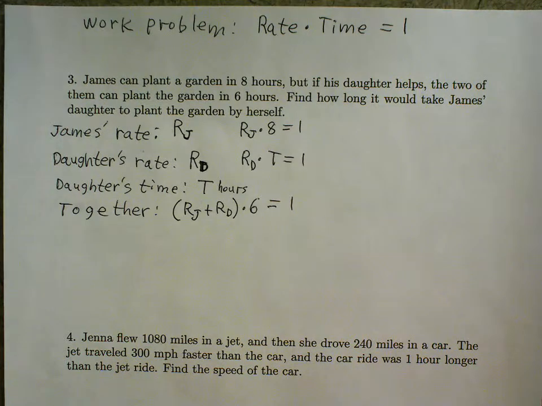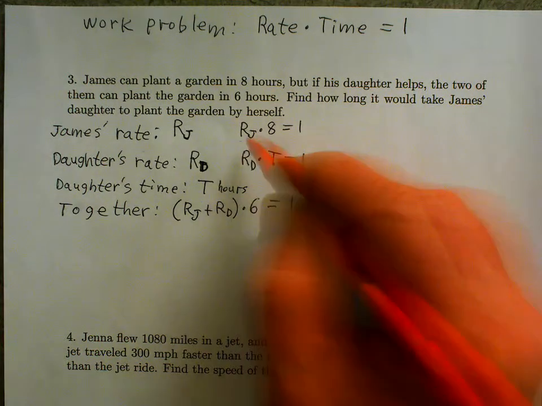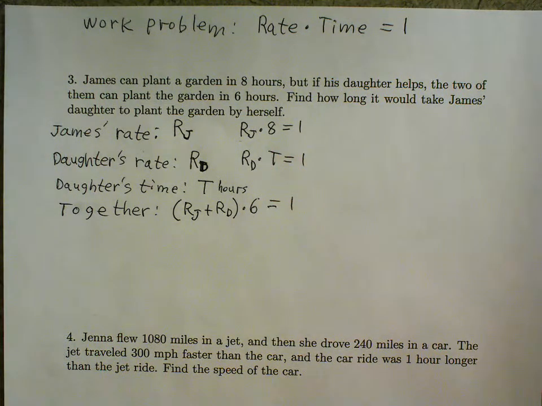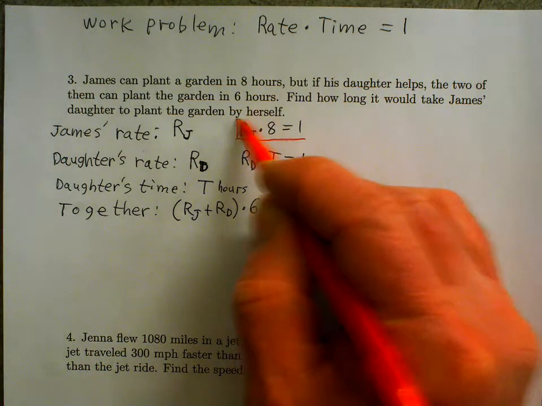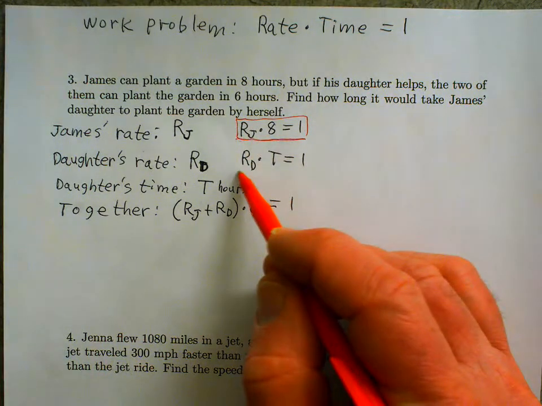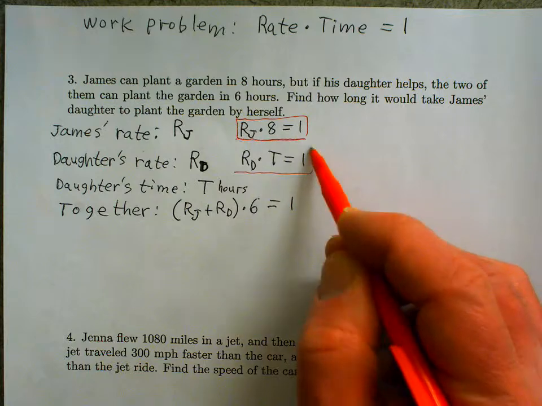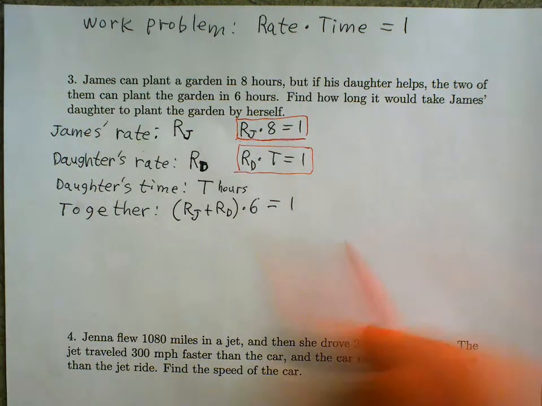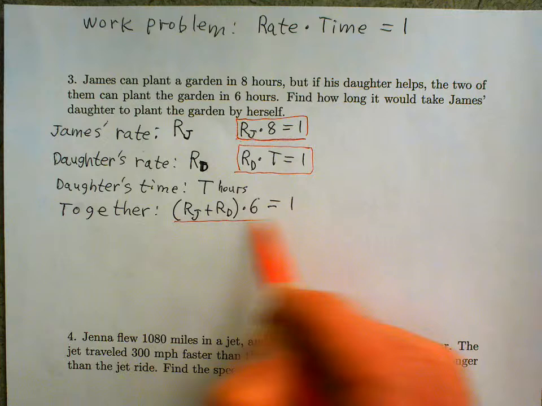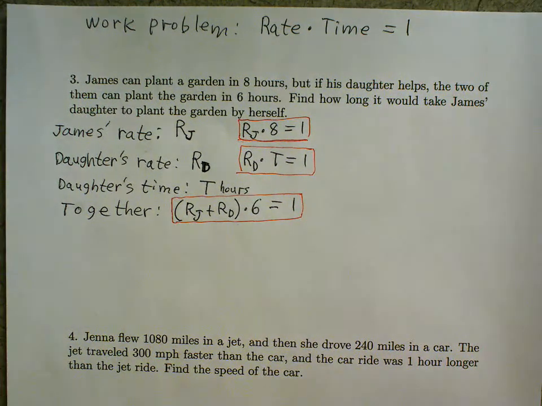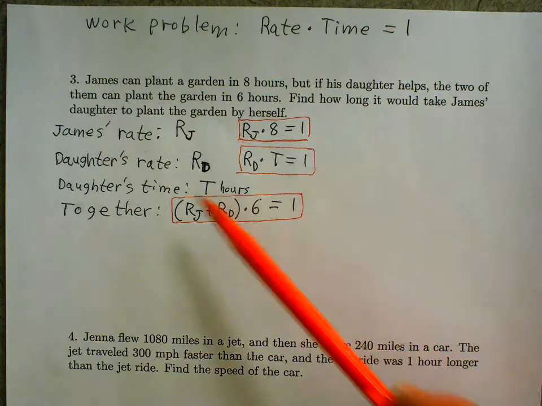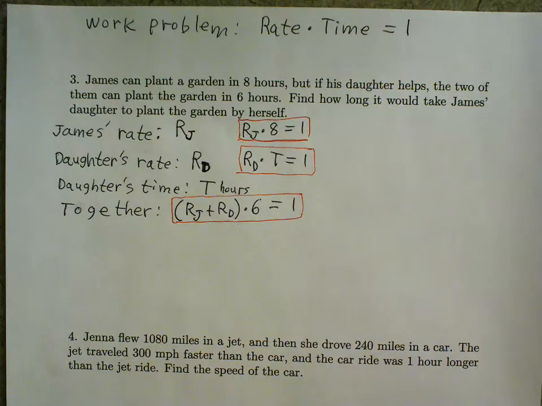Okay, so far we have 3 equations, each having the form rate times time equals 1. We have a rate times time equals 1 equation for James. We have a rate times time equals 1 equation for the daughter. And we also have rate times time equals 1 when they work together. We want to determine the value of capital T, which represents the amount of time it takes the daughter to plant the garden by herself.